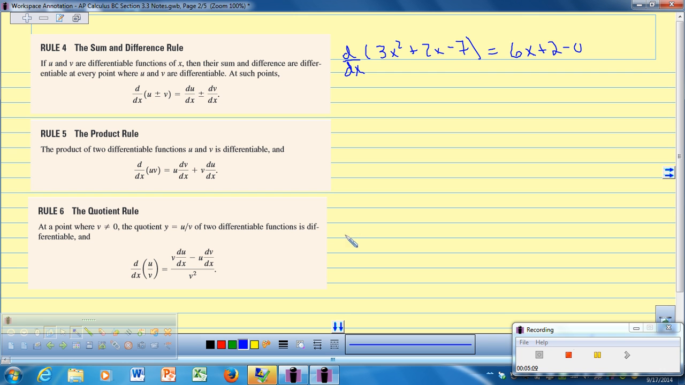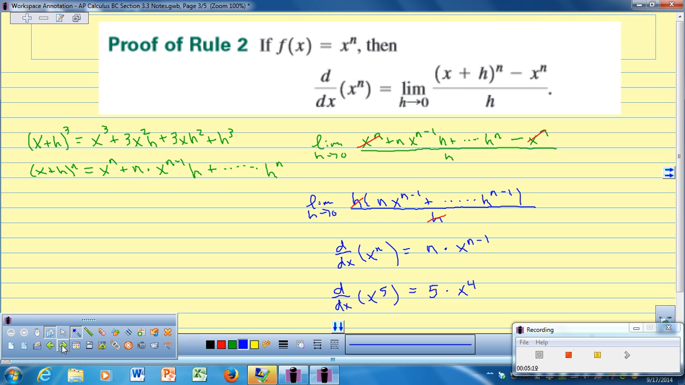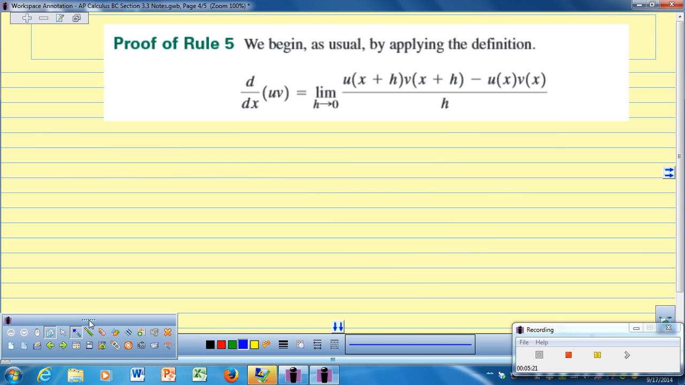We don't need to write the minus 0, but I just want to show that we can take the derivative term by term. All right, the next rule we have is the product rule, and we're going to prove that one as well. This one requires a little bit of math magic. Just one little step that makes it easier to see the patterns. Here we have the derivative of u times v. Well, u and v are functions of x.